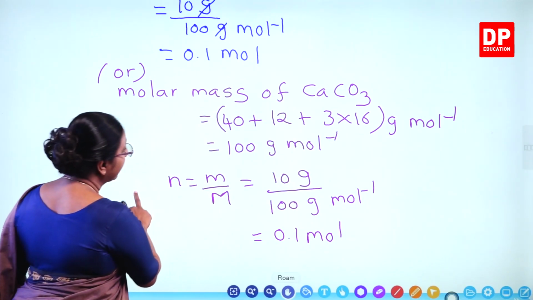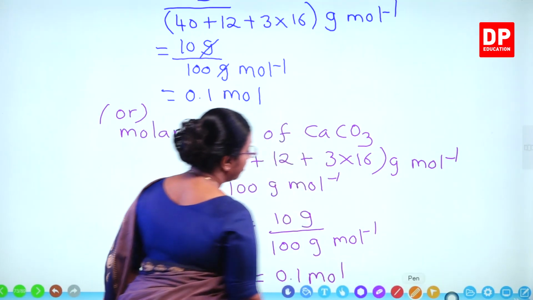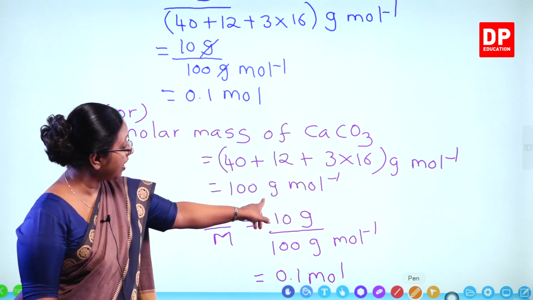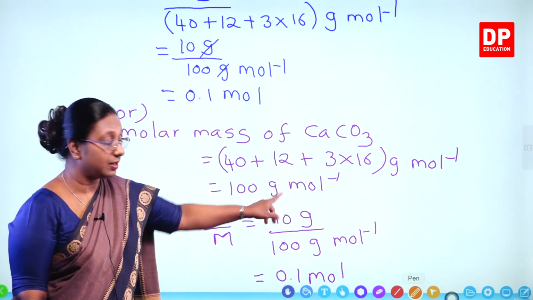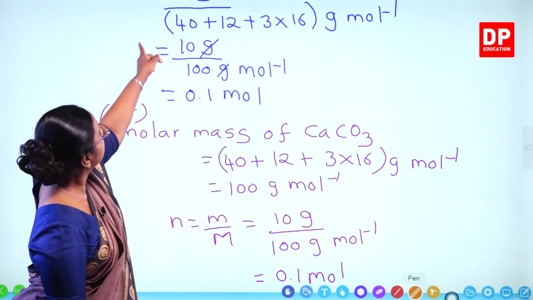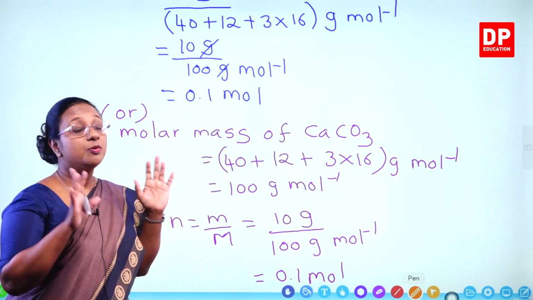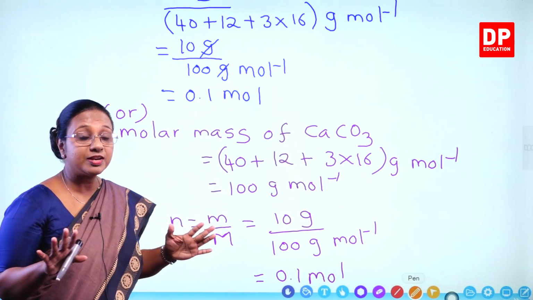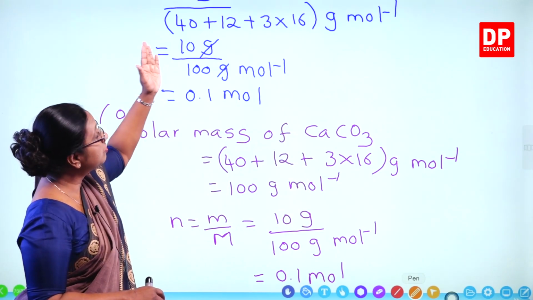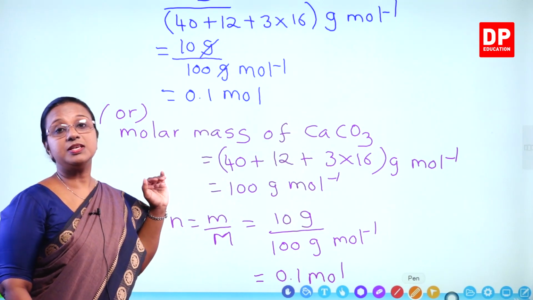Here I have calculated the relative molecular mass, that is molar mass, first. So 100 grams per mole has been calculated, so you substitute it directly. Or here you can do that calculation also in the equation. Both are same, no difference, just the way you do it. If this is easy for you, you stick to this method. If this is easier, you use this method.